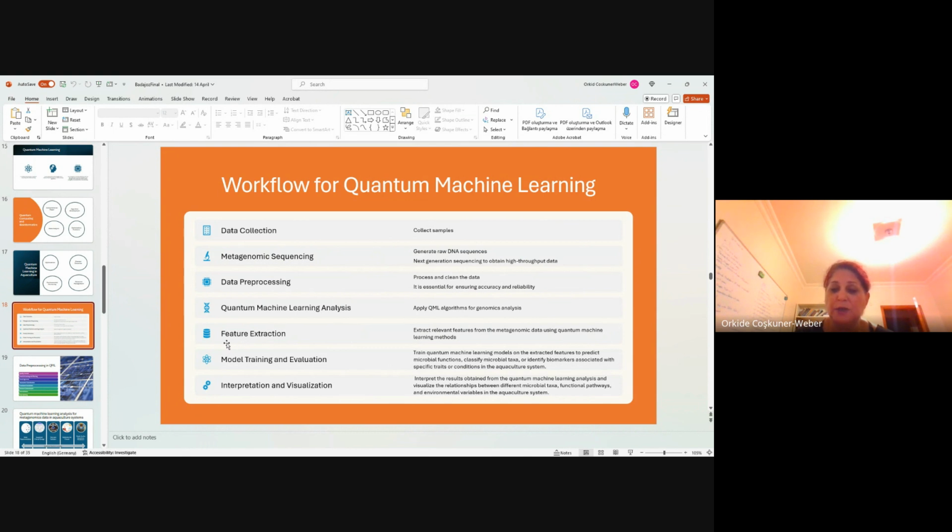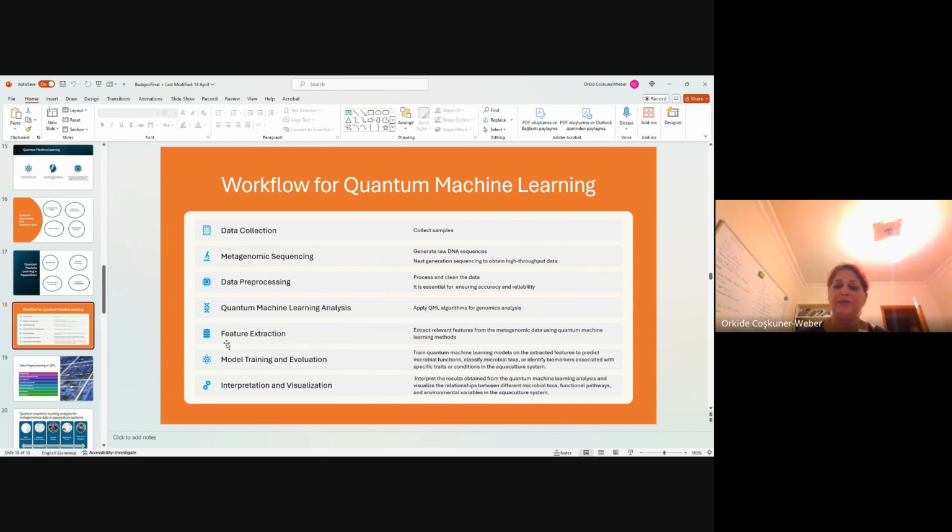Next, we train quantum machine learning models on the extracted features to predict microbial functions, classify microbial taxa, or identify biomarkers associated with specific traits or conditions in the aquaculture system. We evaluate the performance of the models using metrics such as accuracy, precision, recall, and F1 score.